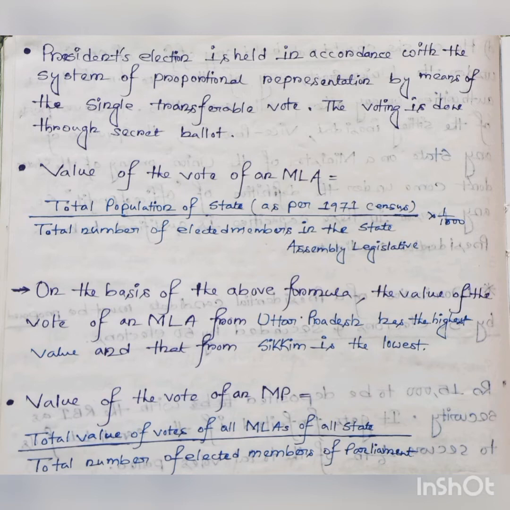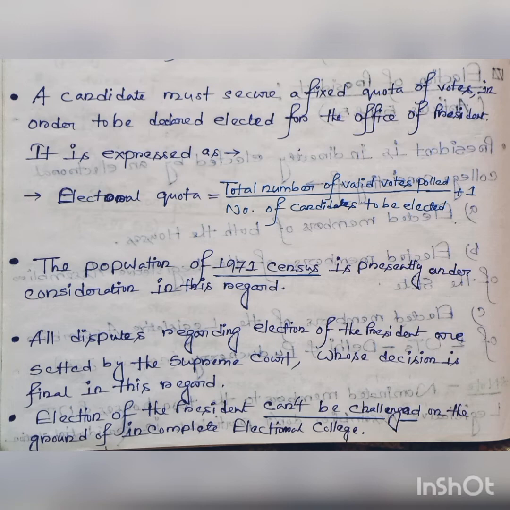Next point, on the basis of the above formula, the value of the vote of an MLA from Uttar Pradesh is the highest and Sikkim the lowest. Next point, the value of the vote of an MP, Member of Parliament, equals the total value of the votes of the MLAs of all the states divided by the total number of elected members of the Parliament. Next point, a candidate must secure a fixed quota of votes in order to be declared elected to the office of the President.